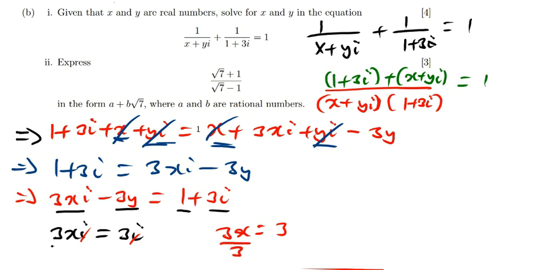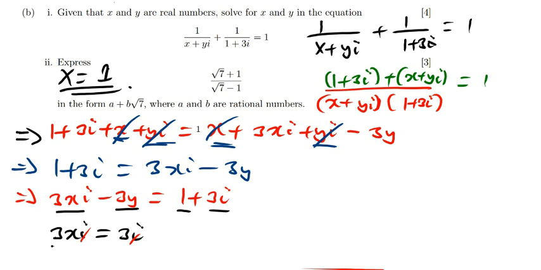I'll divide both sides by 3. These two will cancel. My x will be equal to 1. So I found now the value of x to be equal to 1. Okay, that's cool. So x is equal to 1. Let's see what will be the value of y.